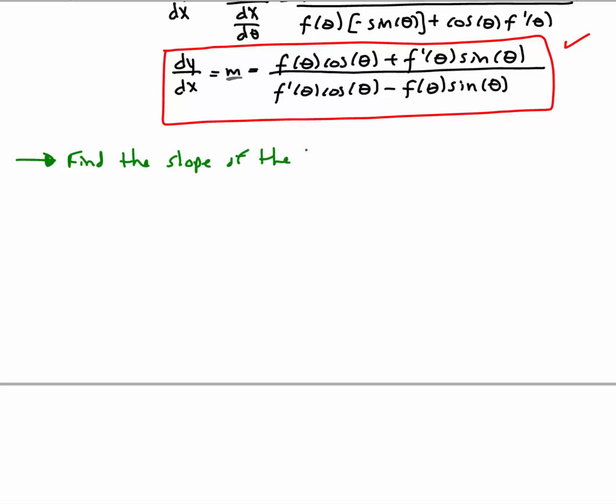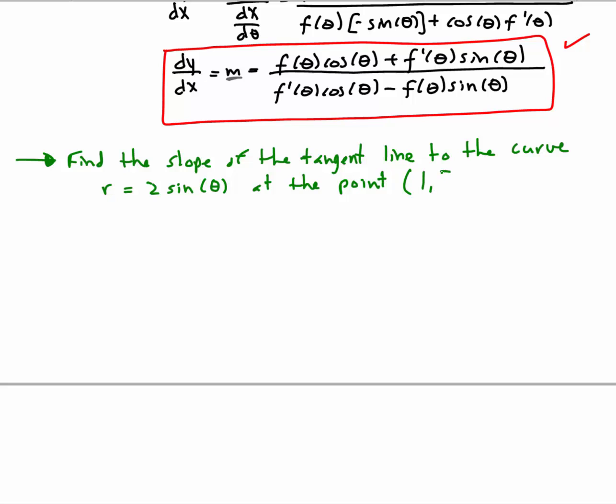So right away we know we're talking about derivative. So find the slope of the tangent line to the polar curve r equals 2 sine theta. And we need to have a particular point, so we'll say at the point, and again, this is a polar point, (1, pi over 6). Okay, so all of this is polar.